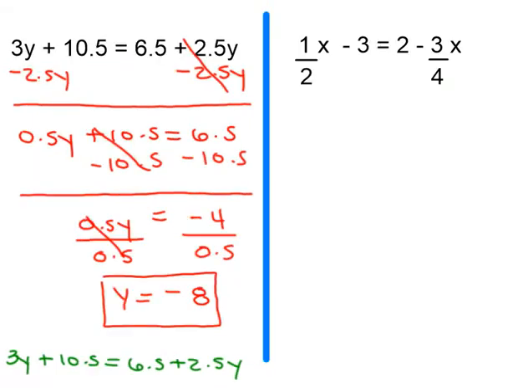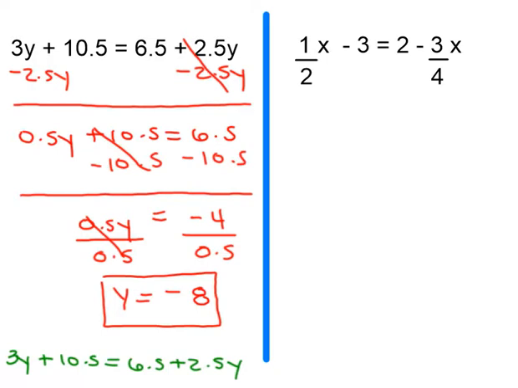All right, so let's look at this problem right up here. So here we have 1/2 x minus 3 equals 2 minus 3/4 x. So don't let the fractions scare you. At the end of the day, you can change the fractions to decimals as long as they convert properly. But we're going to go ahead and leave these as fractions here.